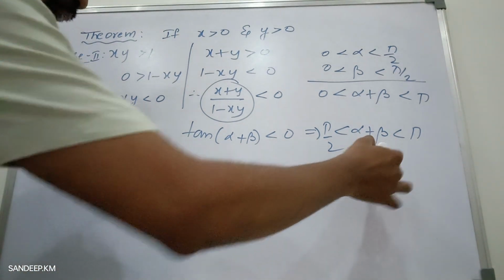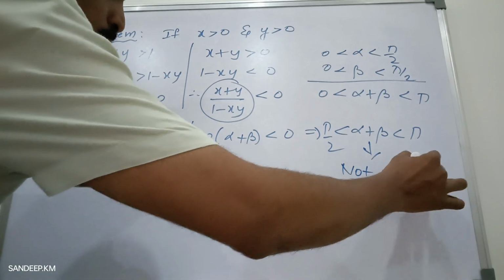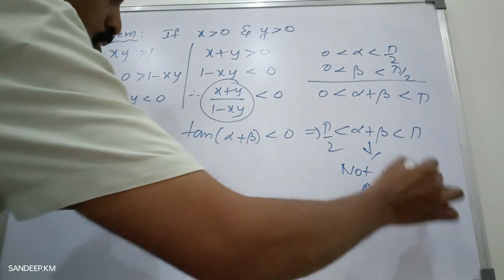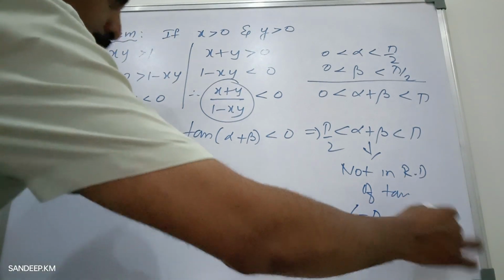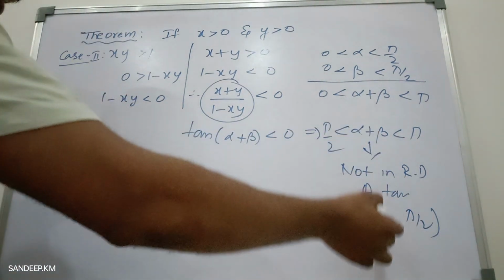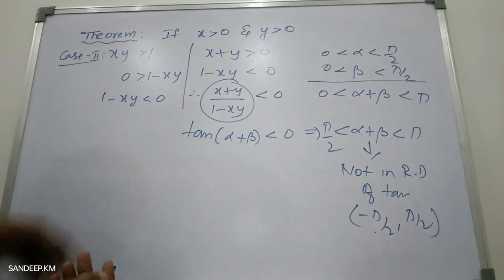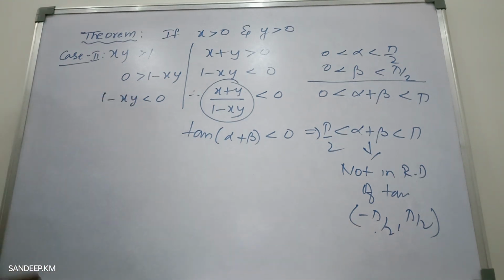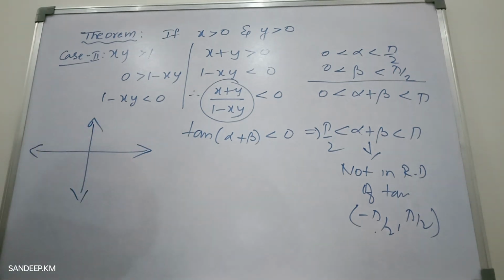Now alpha plus beta being in the second quadrant is not in the restricted domain of the tan function. What is the restricted domain of the tan function? Between minus pi by 2 and plus pi by 2. Correct or not? So this is not between minus 90 and plus 90. So what are we supposed to do? Now this step is very, very important. I have explained this in my previous proofs already.